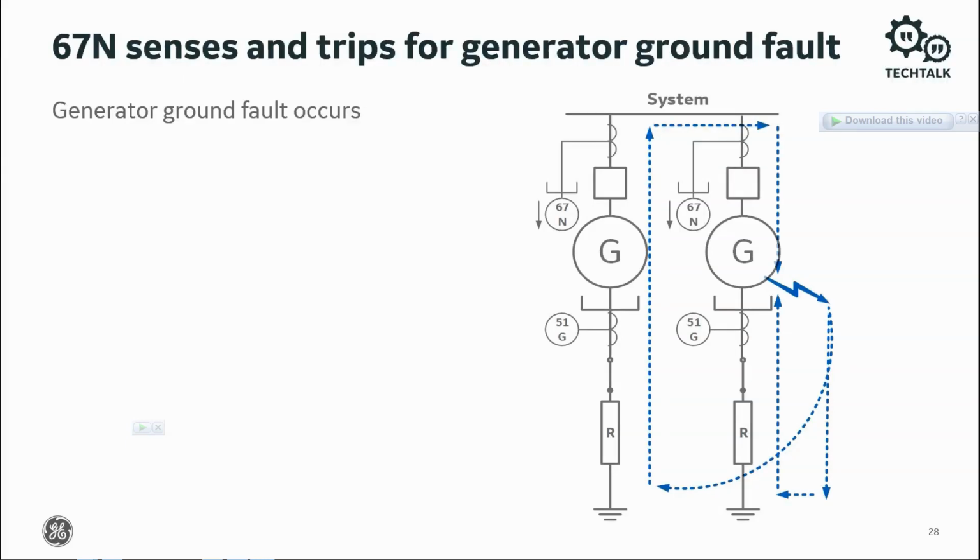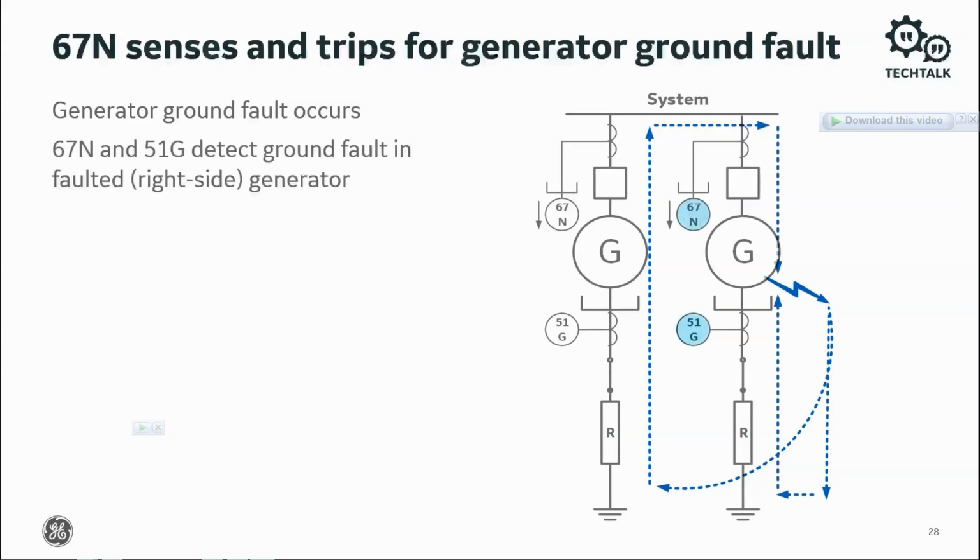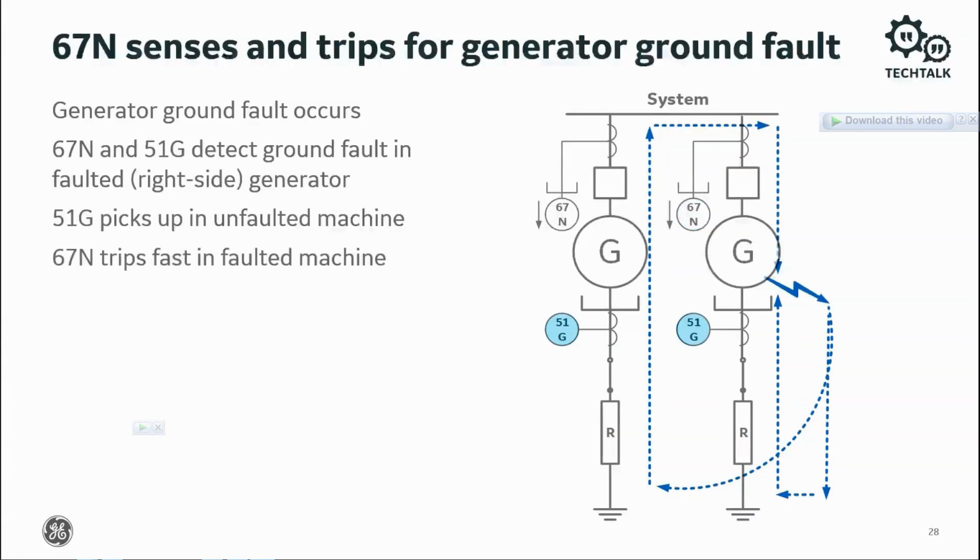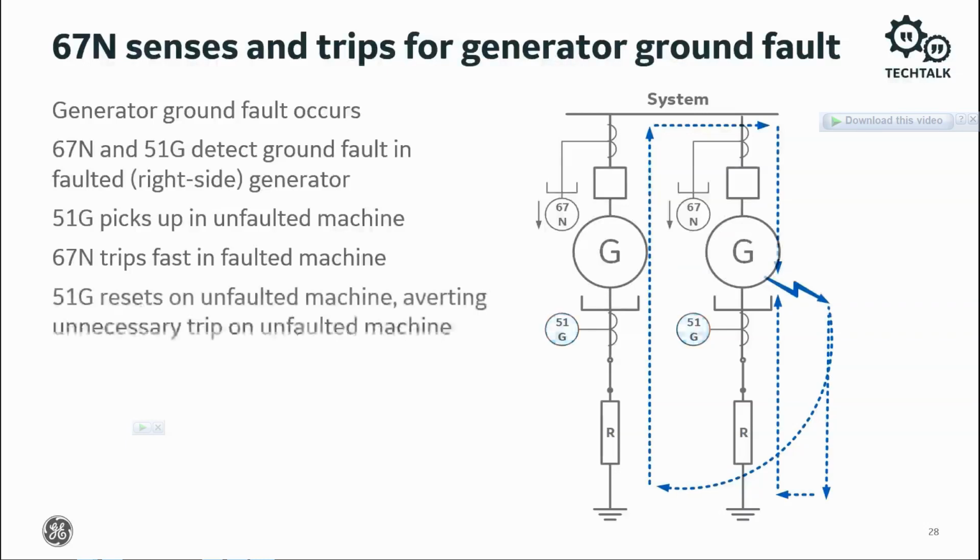Here is the sequence of events. A generator ground fault occurs, shown on the right side. 67N and 51G detect the generator ground fault. 51G picks up in the unfaulted machine. This is a problem. 67N trips fast in the faulted machine, and the 51G resets on the unfaulted machine as well as the faulted machine, averting an unnecessary trip on the unfaulted machine.